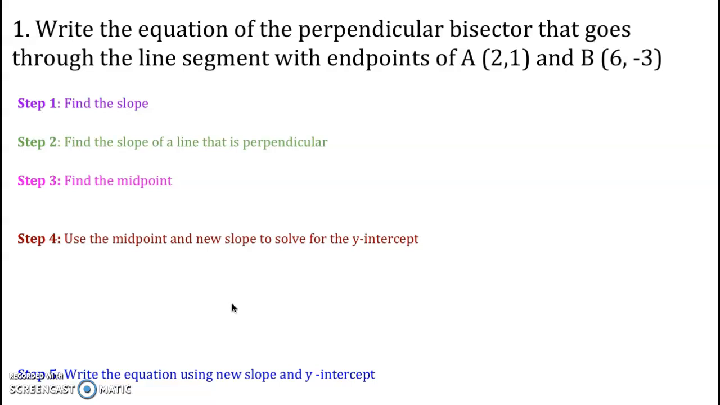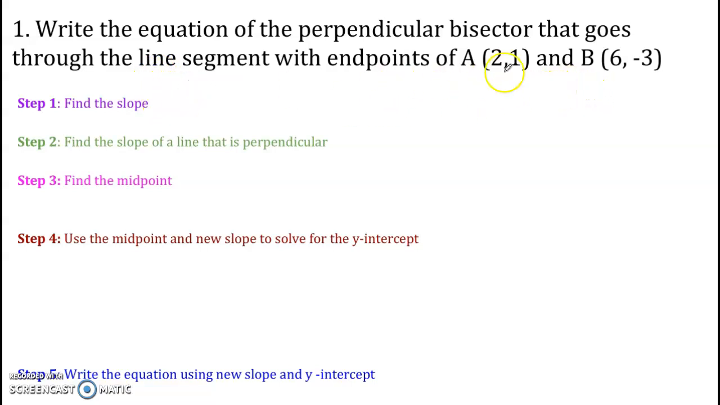So write the equation of a perpendicular bisector that goes through the line segment with endpoints of A (2, 1) and B (6, -3). So here we're going to look at, and I'll show you with the 5 steps. So the first step is that we find the slope.